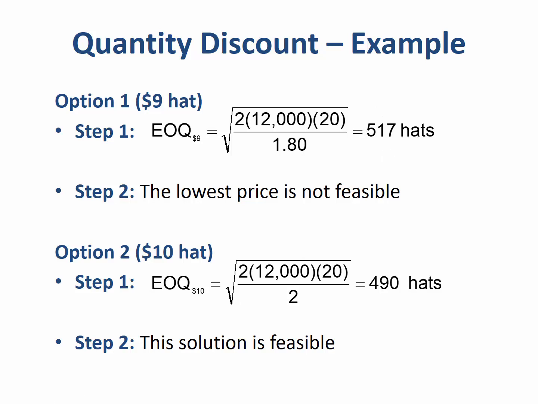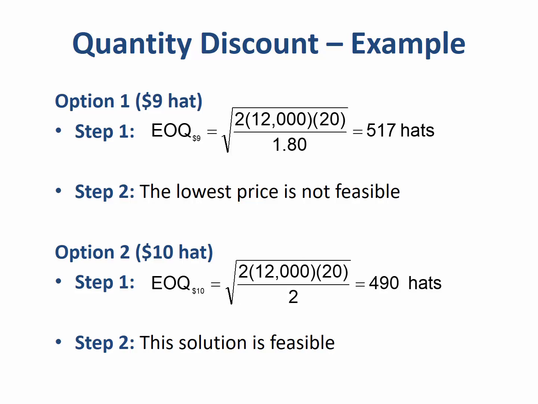Step number 2, you ask yourself, is it a feasible solution? How do I know? Well, you ask yourself, if I wanted to purchase the quantity of 517 hats, would I qualify for the $9 price? And the answer to that question is no, because the condition to be able to purchase the hat at the $9 price was that you order quantities of 4,000 or more. So that solution is not feasible.